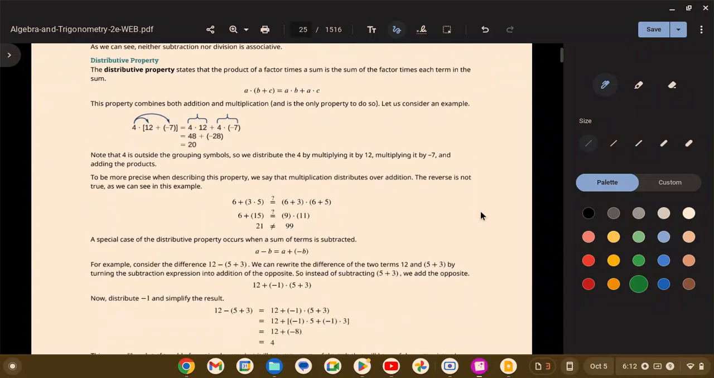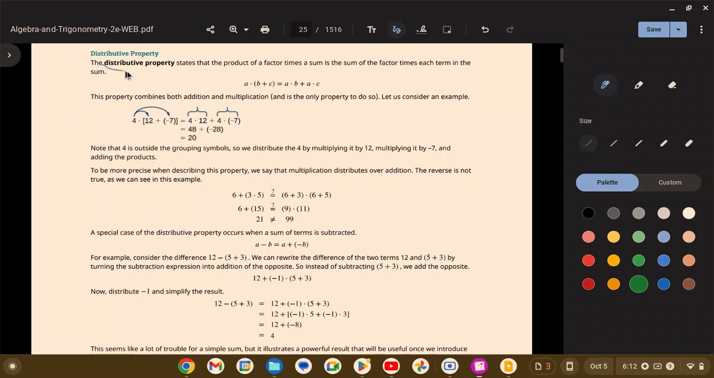All right, distributive property. The distributive property states that the product of a factor times a sum is the sum of the factor times each term in the sum. So a times, in parentheses, b plus c equals a times b plus a times c. This property combines both addition and multiplication and is the only property to do so.